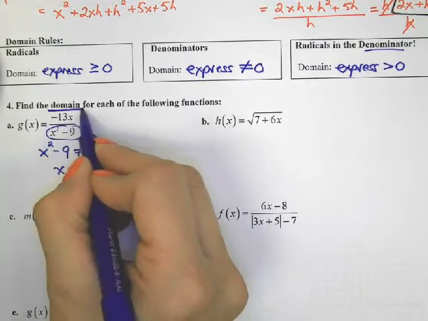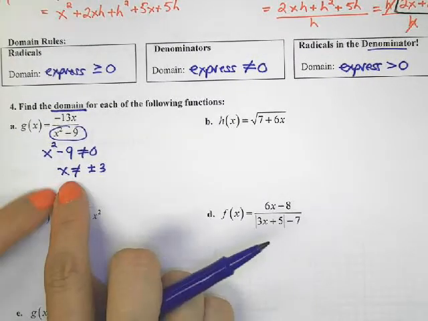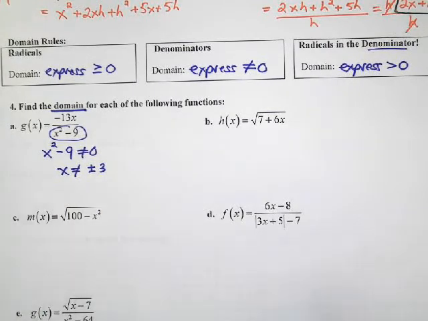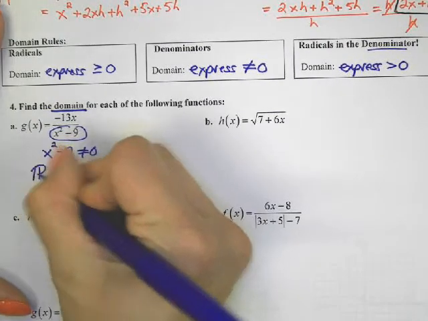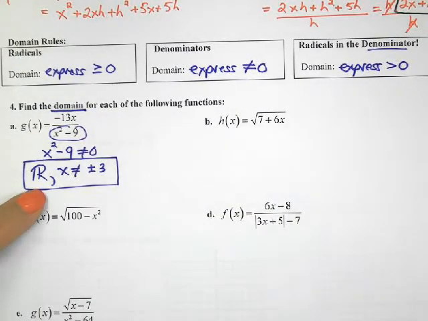To state the domain says, hey, what am I allowed to put in? And I don't just want to tell people what not to put in. I want to tell them what they can put in. They can put in all real numbers, except plus or minus 3. Very important. You add that on and state it the right way.